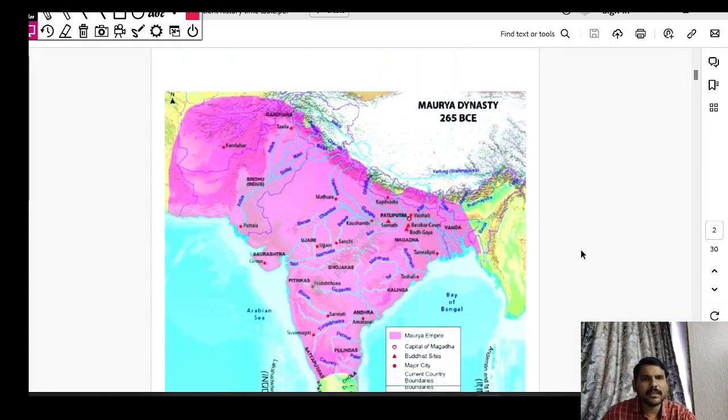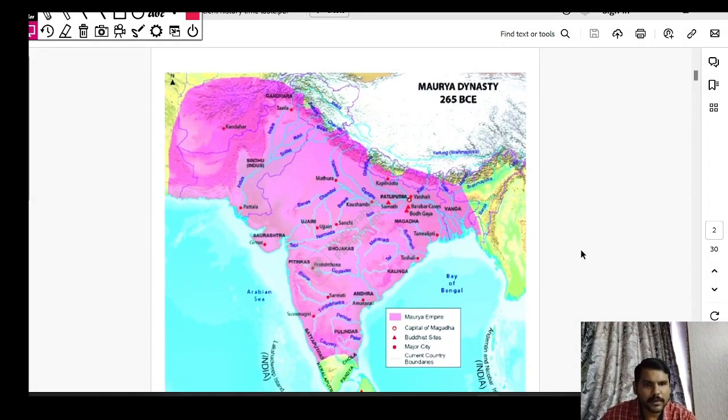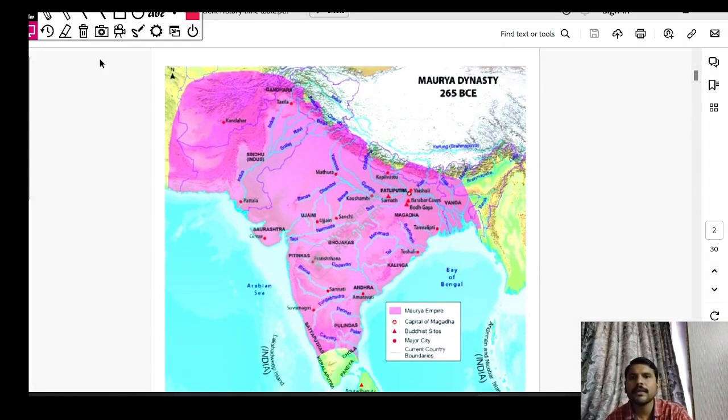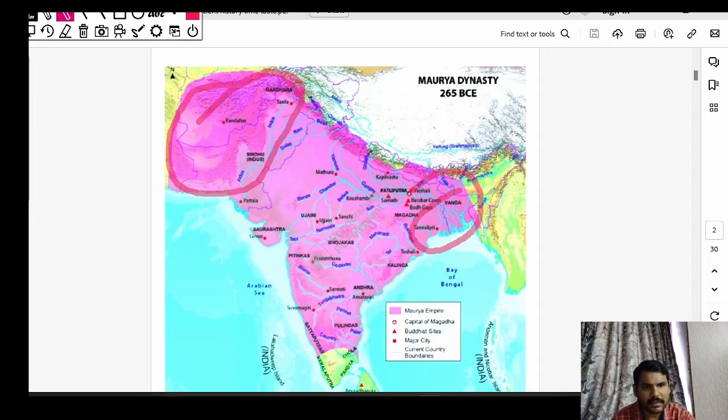If you look at the extent of the Mauryan Empire, it covers the current day India, followed by Afghanistan and Uzbekistan, etc. All this is also part of it, and here Bangladesh, Myanmar, etc. And almost the whole of India, for a brief period, was under the Mauryan dynasty.